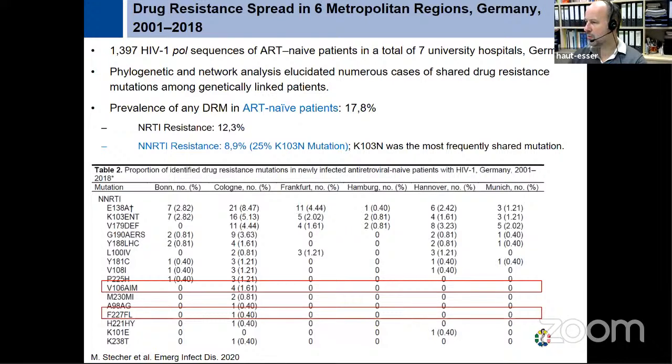Most mutations were in the NRTI region, more than 12%, but already 8.9% have mutations in the NNRTI region, and there the most frequent mutation is K103N. So far in Germany, mutations against doravirine are really rare. So you have no problems in Germany starting HIV-positive persons on doravirine when they are still treatment-naive.